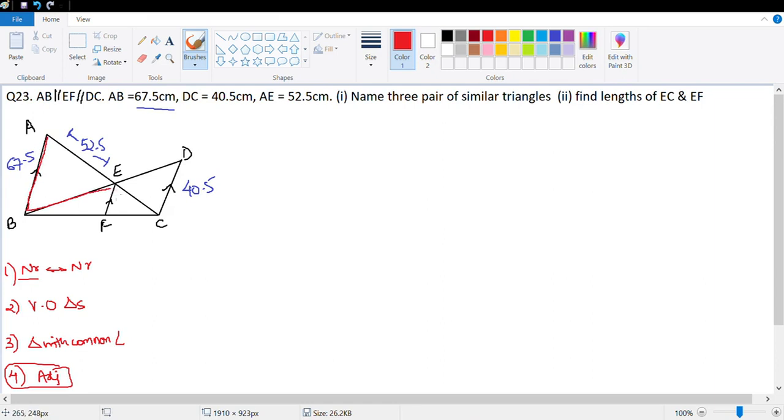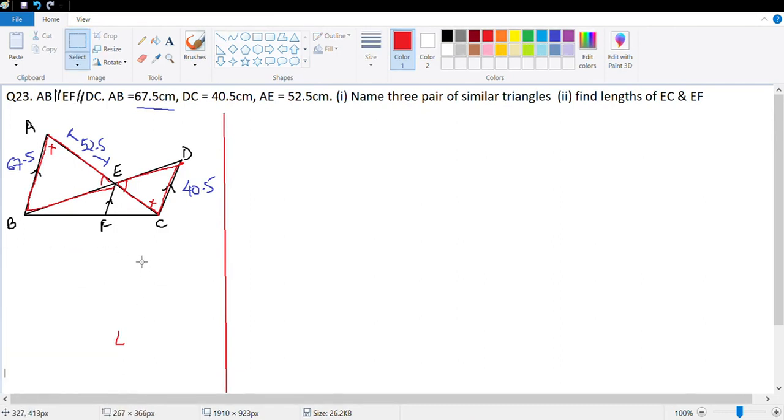So I can notice that ADE and EDC are vertically opposite, and since these are parallel, this angle and this angle will be equal, and this angle and this angle will be equal because these are alternate angles. So this will be my first pair. If I want, I can write this down. So let's just quickly write this one down. So this is our first pair of similar triangles.